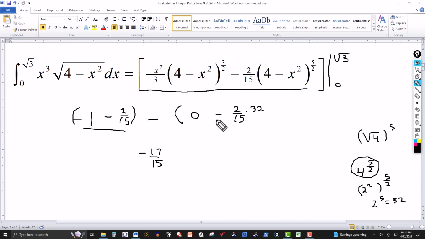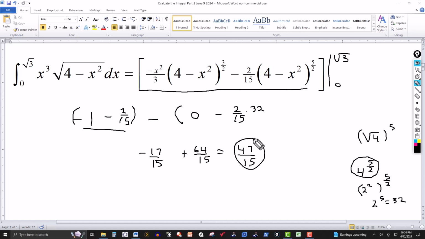And this is 0 here, minus 2 times 32, so this would be 64, minus 64 over 15, and then a minus here makes it a plus 64 over 15. So minus 17 over 15 plus 64 over 15 gives me 47 over 15. And this is the solution to the definite integral.